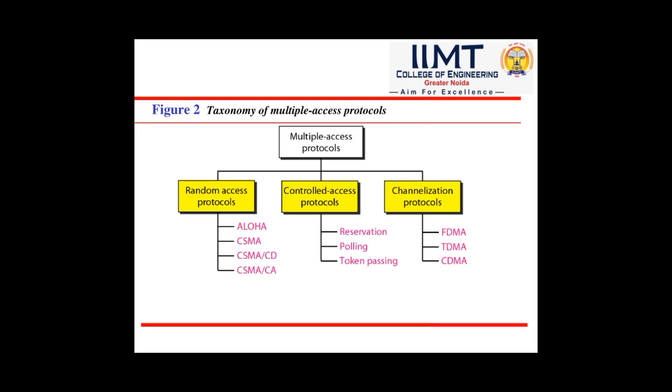FDMA stands for frequency division multiple access. Then TDMA means time division multiple access, and then CDMA means code division multiple access. In this video we are going to understand about the random access protocol. So we will see in more detail about the Aloha, CSMA, CSMA CD, and CSMA CA.